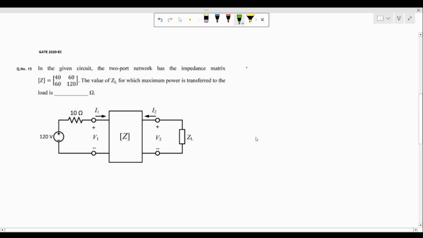Moving on to the next numerical. In this, we've been given the impedance matrix, and we have to compute the value of ZL for which maximum power can be transferred to it.